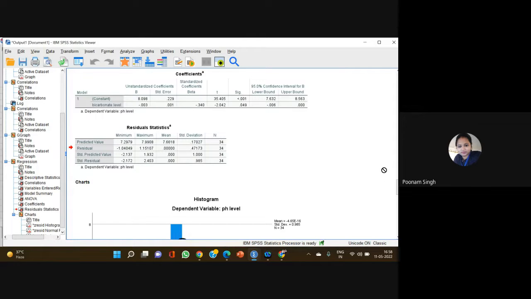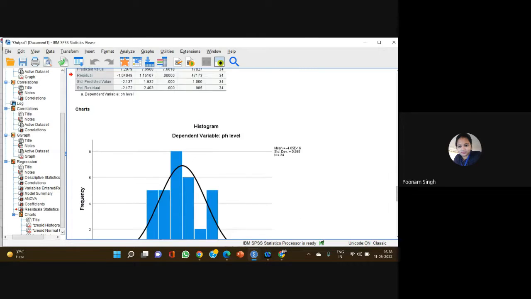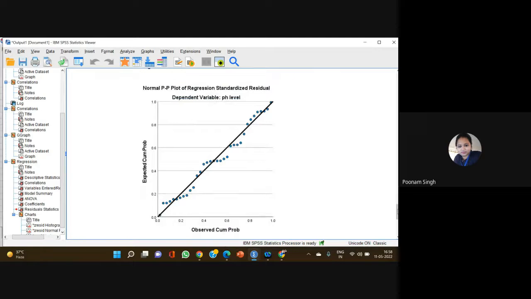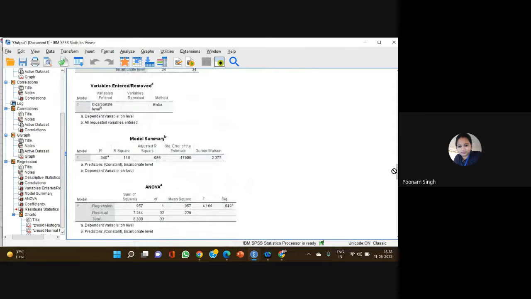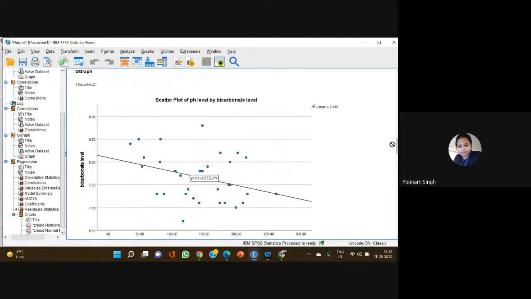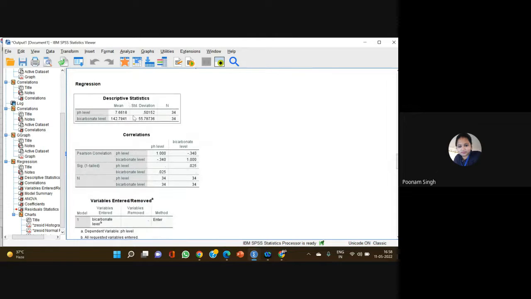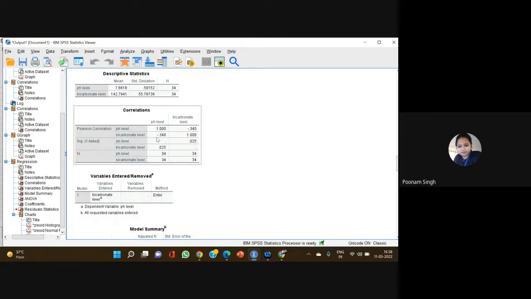Now, since all the assumptions have been met, we need not change anything. Let us start from the descriptive statistics, which is showing the mean, and all 34 values have been used. Then it is showing the correlation table, with the correlation between all the possible pairs, which we have discussed in the correlation part. This is showing that we have used the enter method.